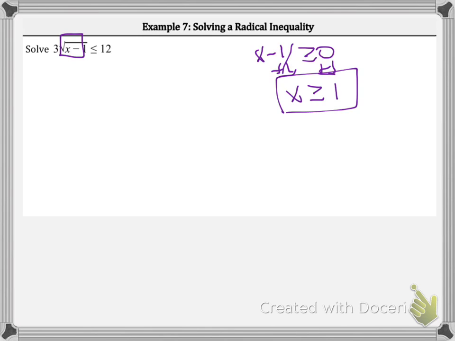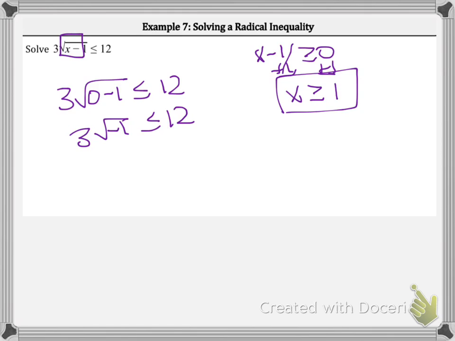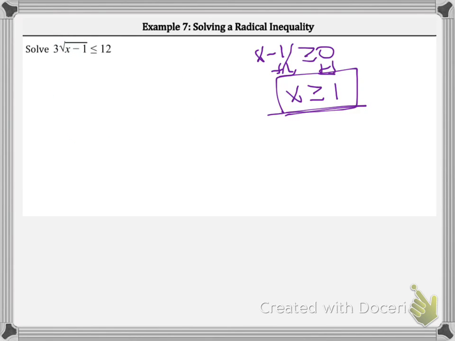Like, what if I plugged in 0? 3 times square root of 0 minus 1 is less than or equal to 12. Well, that's 3 square root of negative 1. Now, that is not allowed, right? We can't have a negative in this square root. So it's true. X has to be at least greater than or equal to 1. All right. So we know our restriction is x has to be greater than or equal to 1.